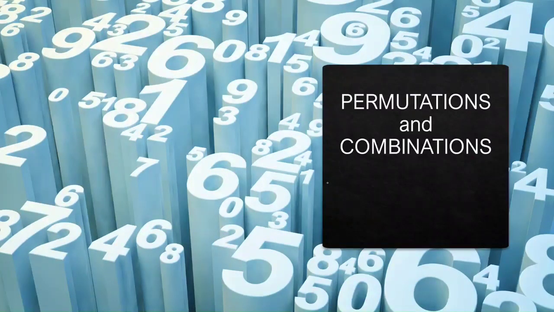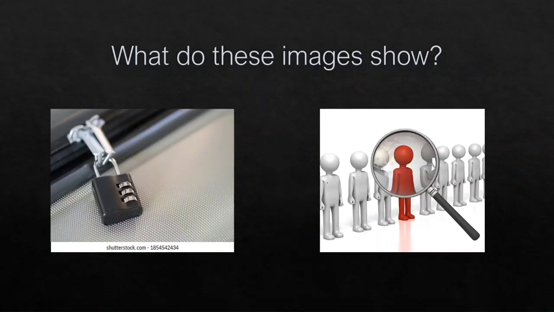Hello everyone, this is the concept video of permutations and combinations, and we will be taking some questions as well. Now what do these images show? The first image is that of a number lock. Does this refer to permutations? And the second one is about selection. Is it something related to permutations and combinations both, or just combinations?